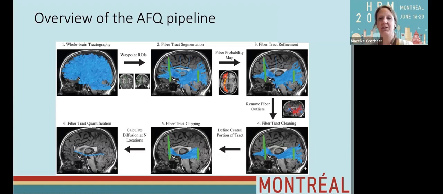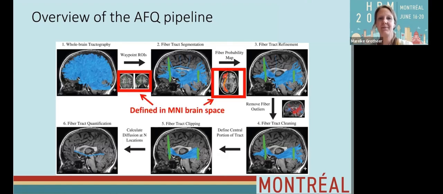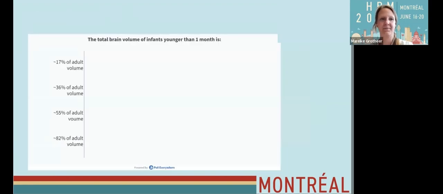Many of these steps will work just the same for infant data. However, there's one issue, and that is that the waypoint ROIs and the fiber probability maps are defined in a commonly used adult template brain, the MNI brain. In a typical adult pipeline, the individual subject data is aligned to the MNI brain, and the inverse of that alignment is used to bring the waypoint ROIs and the probability map into individual subject space. However, an infant brain and an adult brain are quite different, and the biggest difference is probably the brain size.